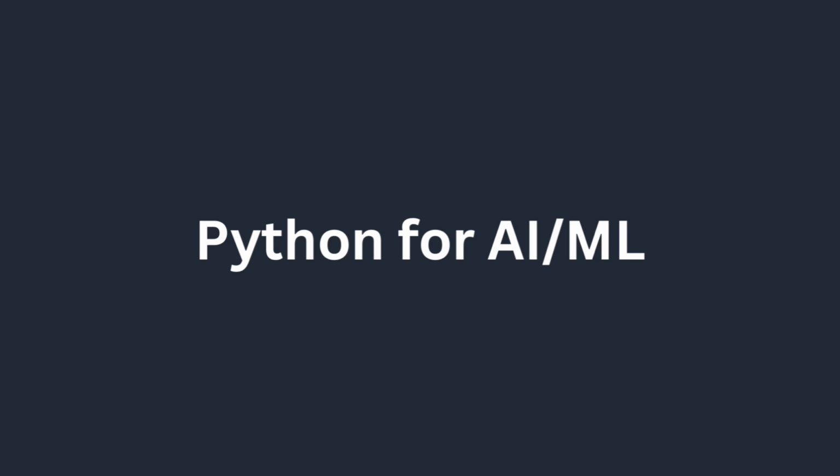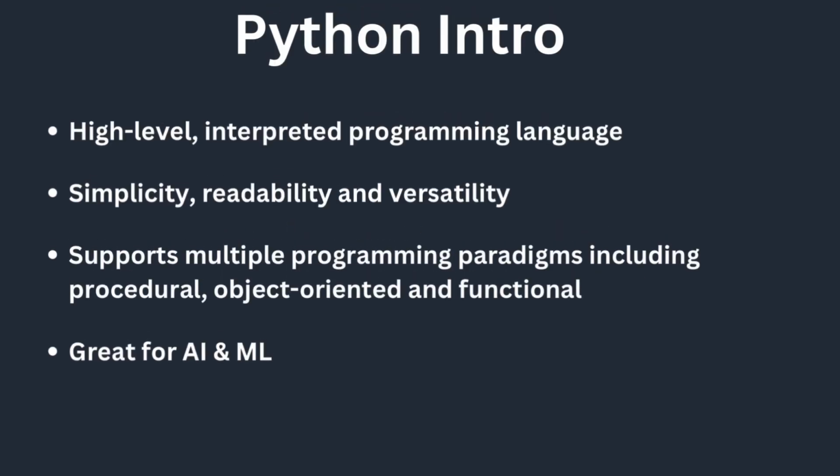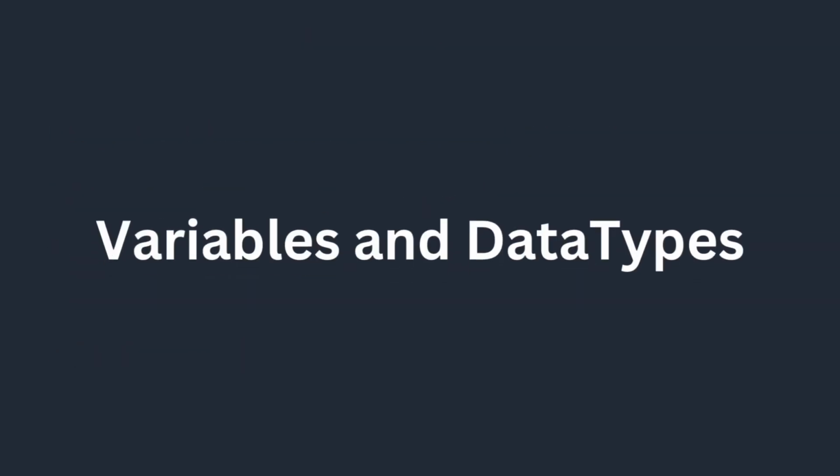Python is a high-level interpreted programming language known for its simplicity, readability and versatility. One of Python's biggest strengths is its easy to read syntax. It supports multiple programming paradigms, including procedural, object oriented, and functional programming, which gives us flexibility in how we write our code. And most importantly, Python is widely used in AI and machine learning, making it a go to language for data science and automation. Let's dive deeper and start coding in Python.